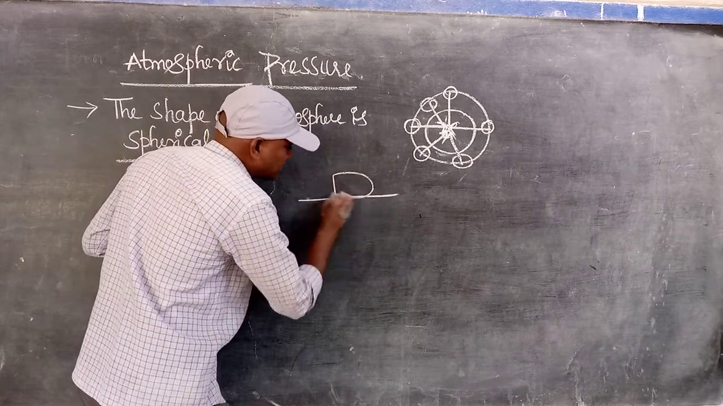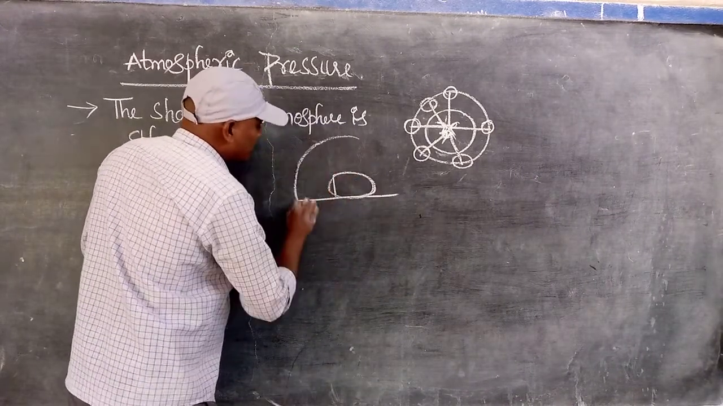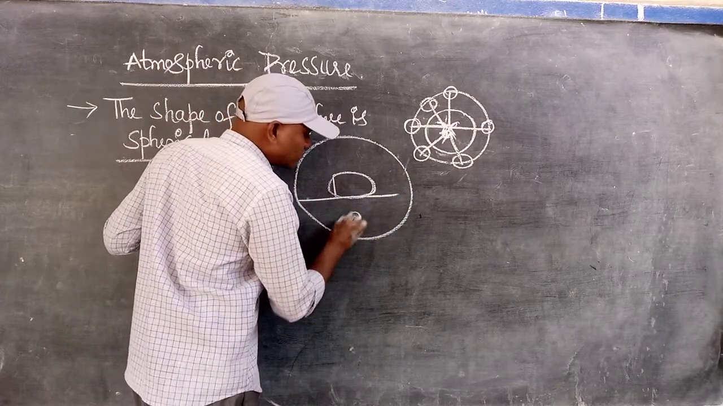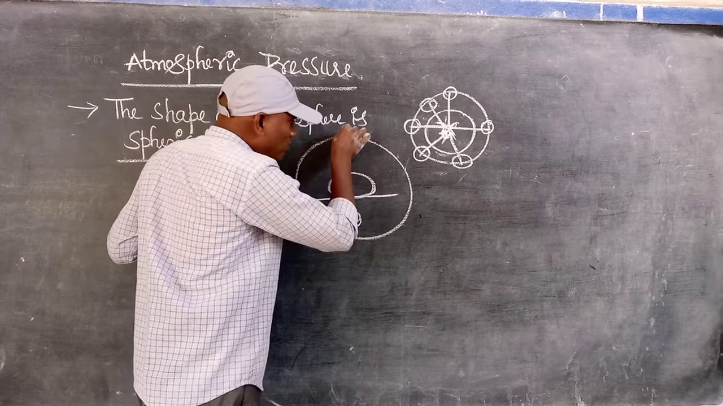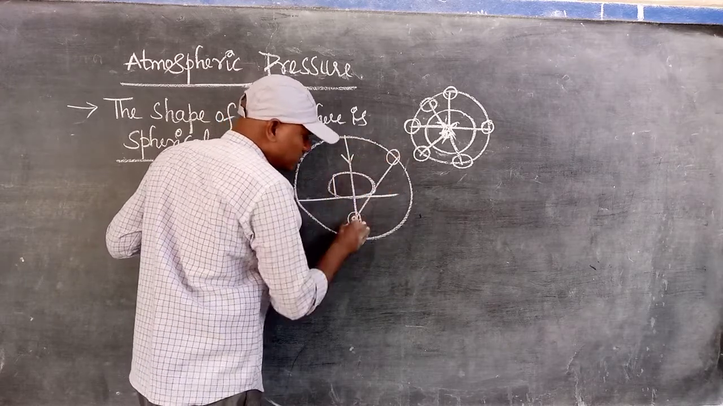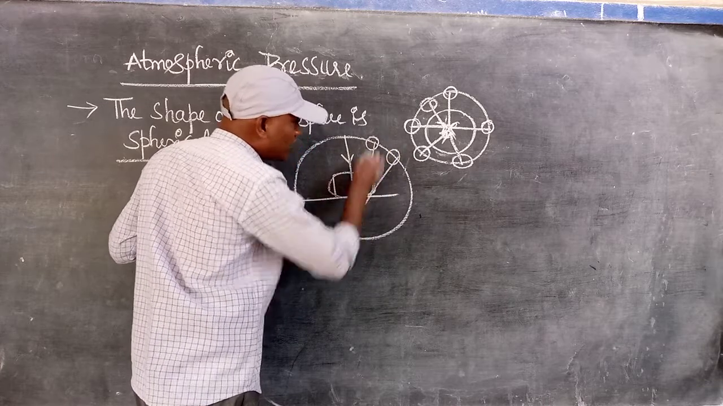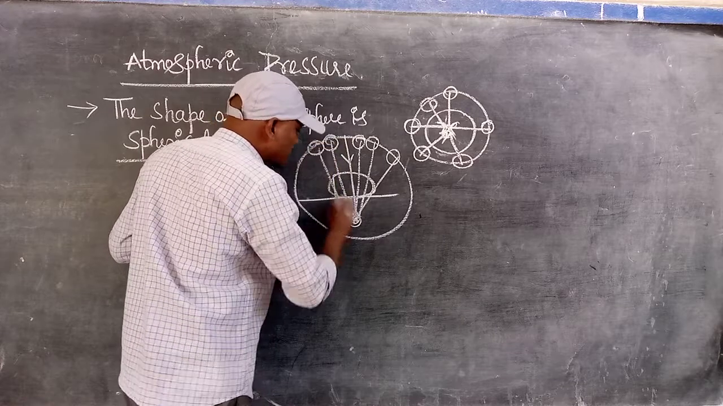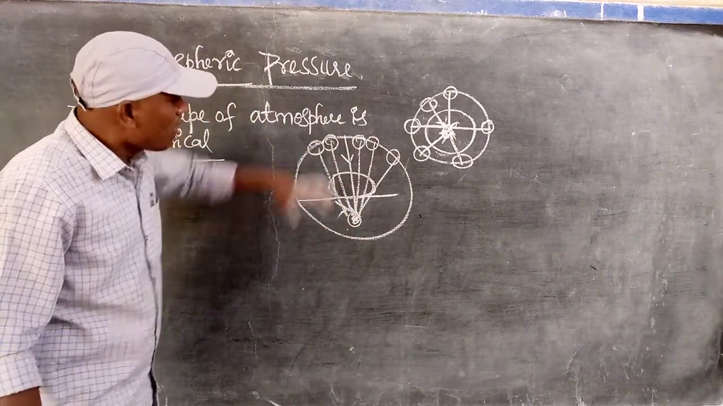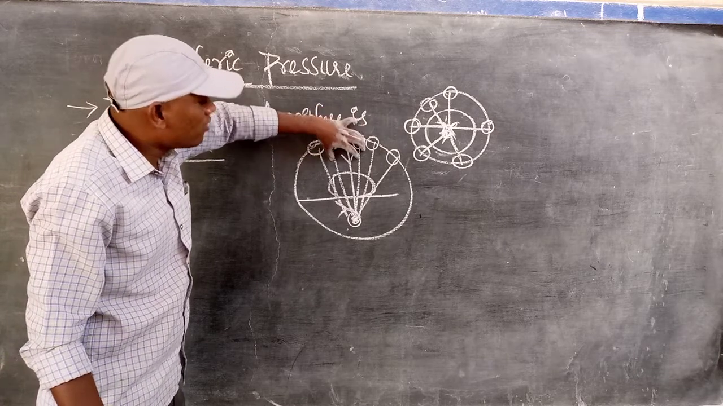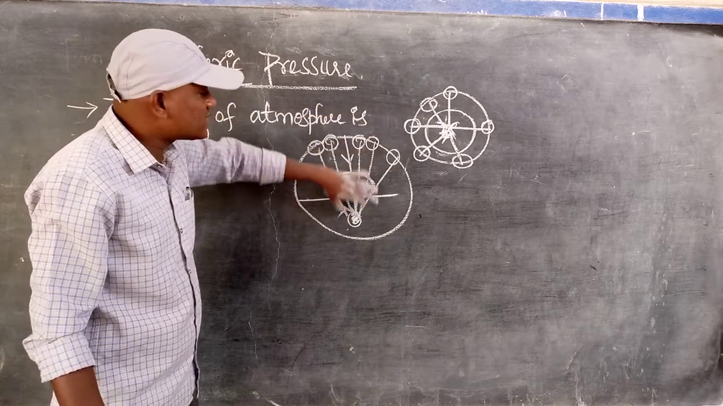For example, say this is the surface of the earth, and this is the object. Everywhere around it there is air. This is the center of the earth. The earth pulls the air downward. This part of the air is pulled, this part of the air is pulled, this part of the air is pulled. That's why, by pulling, the air is pulled by the earth's gravity towards its center.